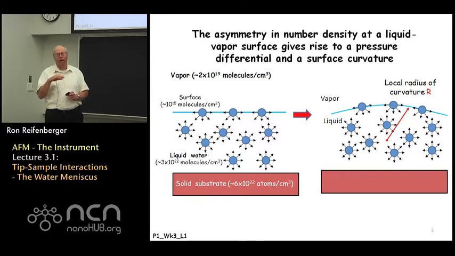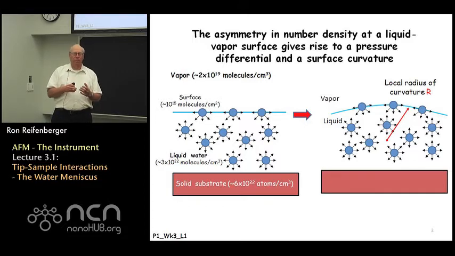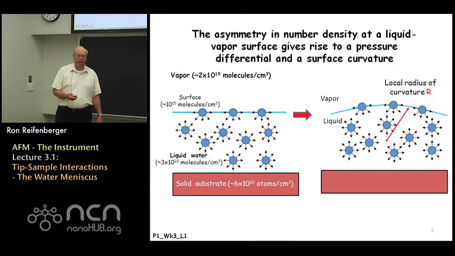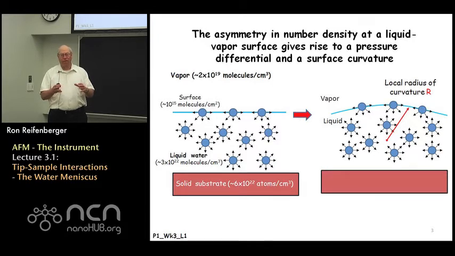This just simply means that molecules at that liquid vapor interface experience a rather large and significant asymmetry in the way they interact one with respect to another. And this asymmetry gives rise to a curvature of the liquid vapor interface. And this curvature can be characterized by a radius of curvature r, as I've indicated in the right-hand diagram here. So a discussion of water meniscus effects in AFM ultimately comes back to mapping out the curvature of the liquid surface that forms between the tip and the substrate.